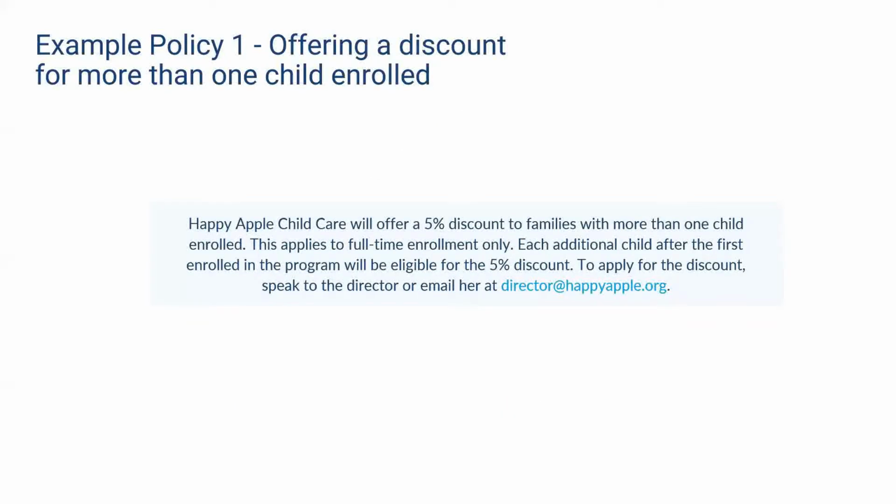So, example 1, this is offering a discount for more than one child enrolled. Your sample language would say, Happy Apple Childcare will offer a 5% discount to families with more than one child enrolled. This applies to full-time enrollment only. Each additional child after the first enrolled in the program will be eligible for the 5% discount. To apply for the discount, speak to the director or email her.